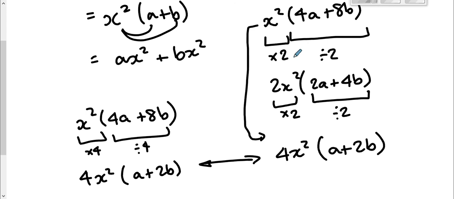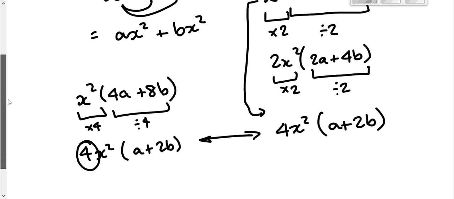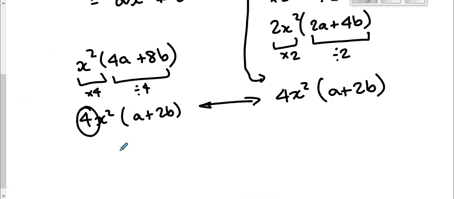The reason I did it in bits is because it's often hard to see the highest common factor. This 4 here is the highest common factor of these two terms, and sometimes that can be difficult to see if the numbers are awkward. So what I'm trying to say here is you can take bits out a little bit at a time. You don't have to take the whole highest common factor out in one go.